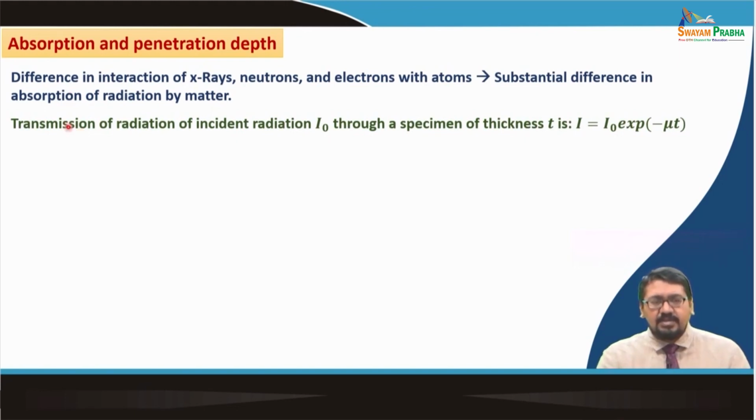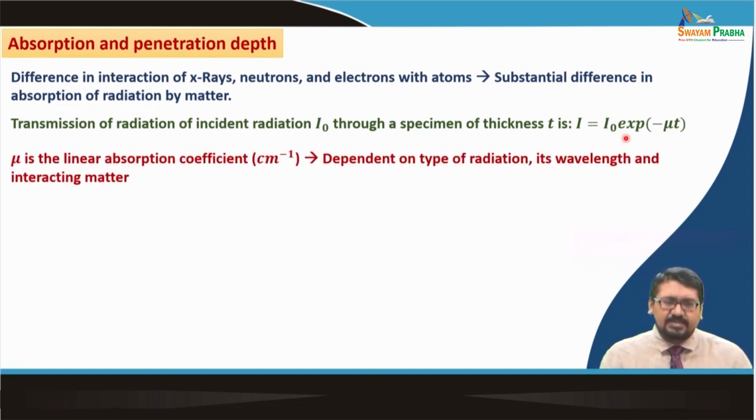If a radiation of intensity I0 is incident on the surface of a particular polycrystalline metal, and the thickness of that specimen or sample is T, and the intensity I comes out, then the relationship between the final intensity I and the incident intensity I0 is I equal to I0 exponential minus mu T, where mu is the linear absorption coefficient and T is the thickness of the sample.